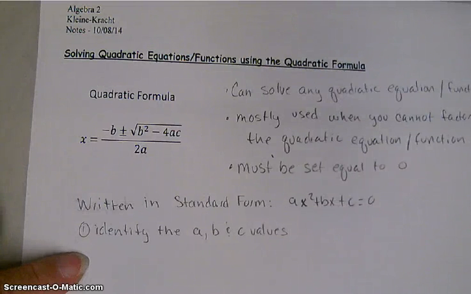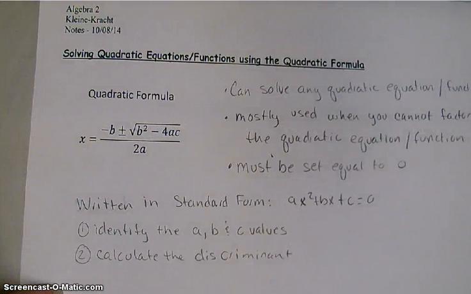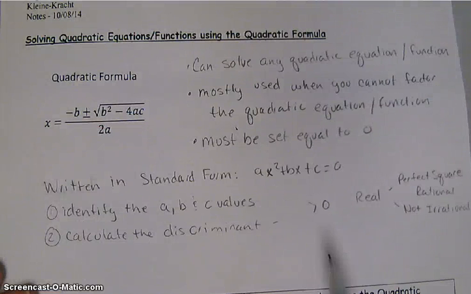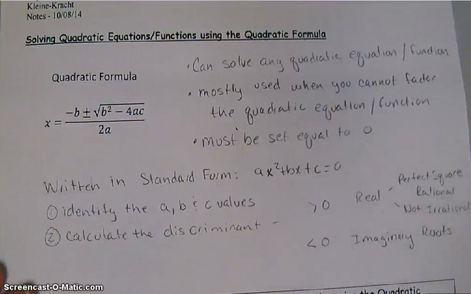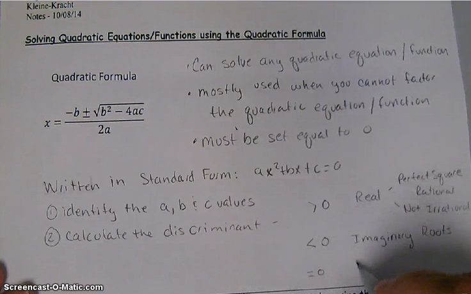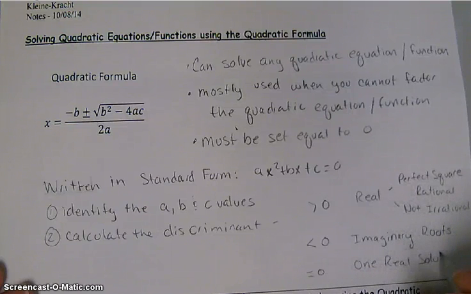You're going to want to identify the a, b, and c values. The next step is to calculate the discriminant. Remember, the discriminant tells us what type of solutions we have. If it's greater than 0, we have real solutions. If it's a perfect square, we call those rational, and if it's not a perfect square, we call those irrational. If the discriminant is less than 0, we call those imaginary roots. And if it's equal to 0, we have one real solution, and that will be a rational solution.